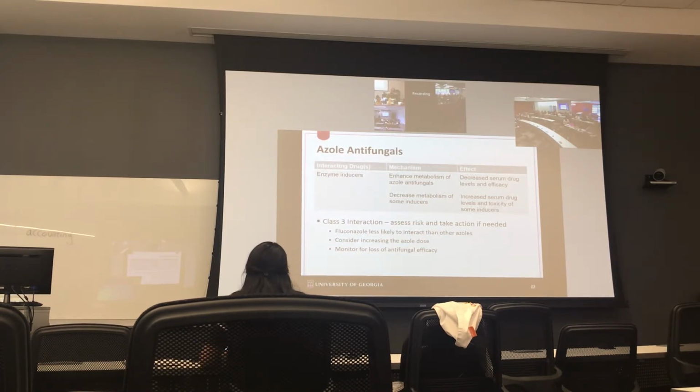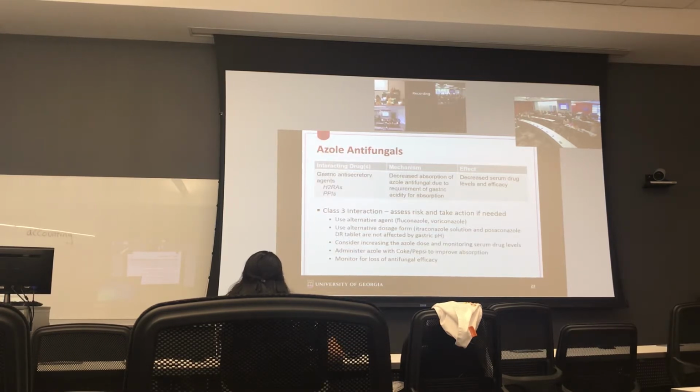So fluconazole is less susceptible to enzyme induction than the other agents, which is due to its primarily renal elimination. But in these cases, we can consider increasing the azole dose. It's also important to monitor for loss of antifungal efficacy and also monitor for toxicity with our enzyme inducers.